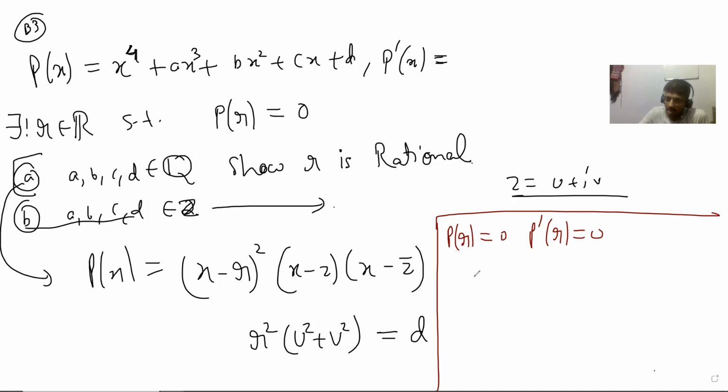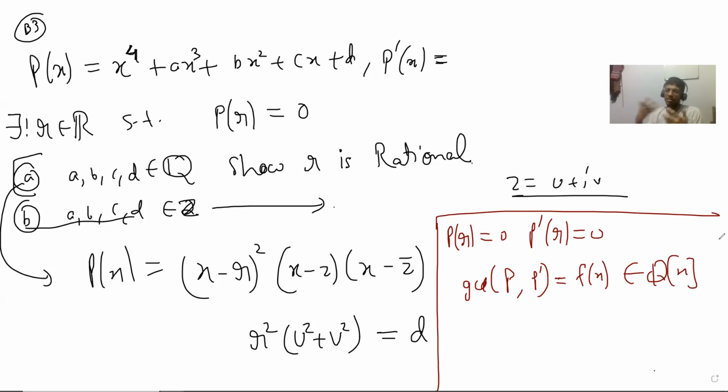So if x minus r is the GCD, but you know the process by which we find the GCD, this will be a polynomial Q(x), and this polynomial will only have rational coefficients. If you call this f(x), then it will have only rational coefficients because the process of finding the GCD is like the Euclidean algorithm, right? So r is rational. x minus r has rational coefficients, which means one is rational and r is too.